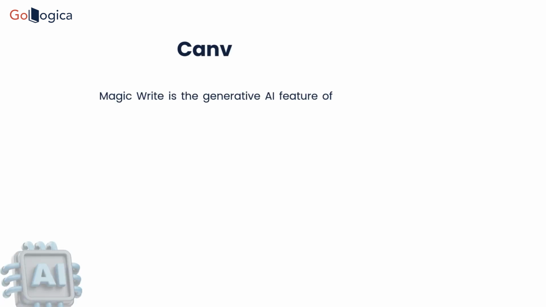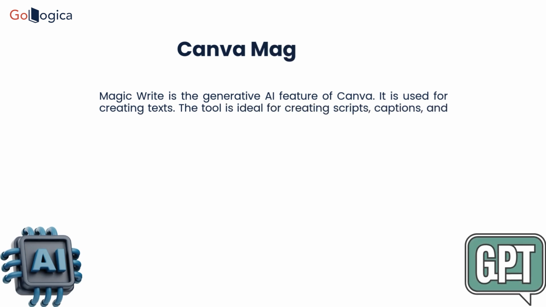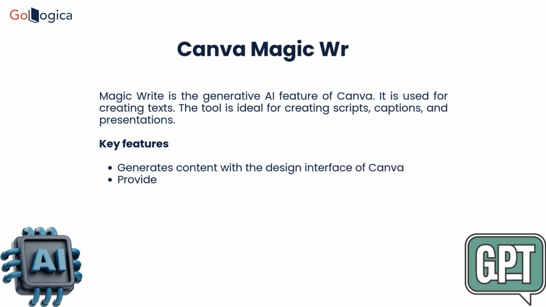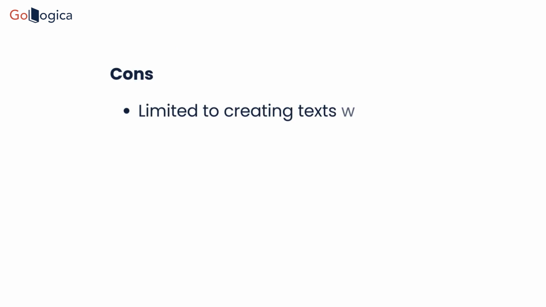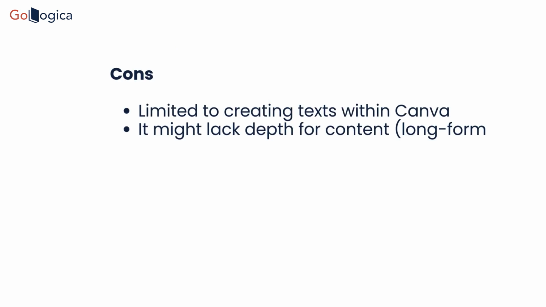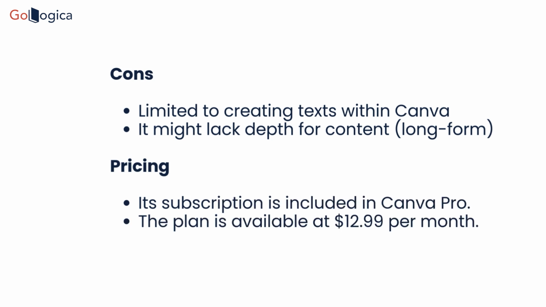Canva Magic Write. Magic Write is the generative AI feature of Canva. It is used for creating text. This tool is ideal for creating scripts, captions, and presentations. Key features: generates content within the design interface of Canva, provides suggestions for brand specific tone, real time fine tuning of text. It integrates with Canva design seamlessly. It is accessible for non writers. Cons: it is limited to creating text within Canva. It might lack depth for long form content. Pricing: its subscription is included in Canva Pro. The plan is available at $12.99 per month.